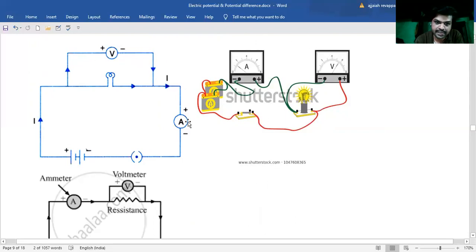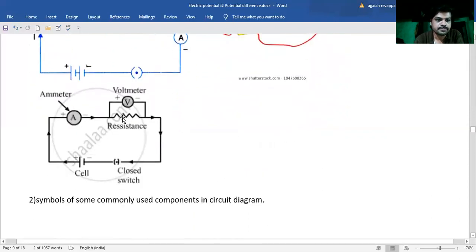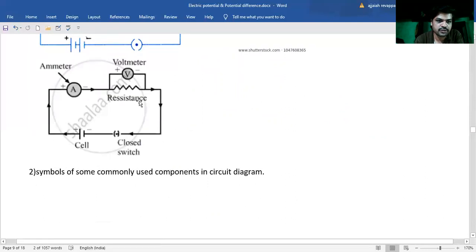This is a circuit diagram and this is an electric circuit. What is the difference between a circuit and a circuit diagram? In a circuit diagram, we use symbols of electric components. In an electric circuit, we use the images of the components. Okay. Fine. Here, one more circuit diagram.